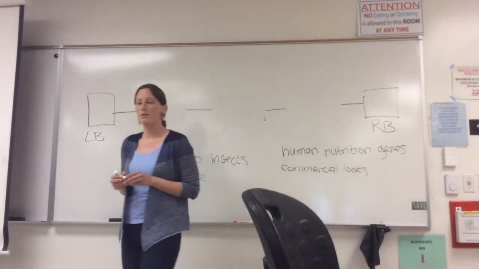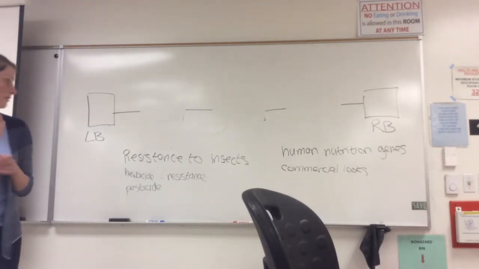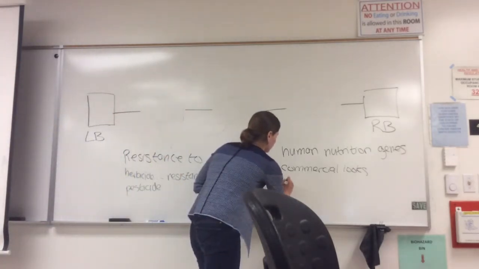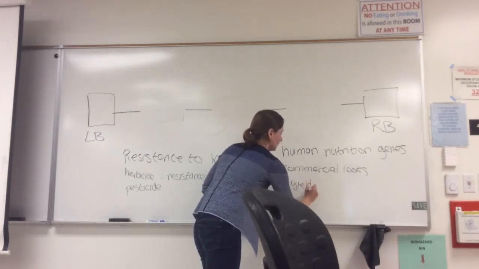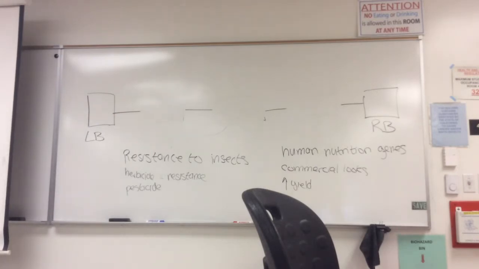Sure, commercial looks, or less browning. That one's been in the news lately. So things that make it look good. Yeah. Higher yield. So there's a lot of different things you could do when making these transgenic plants. You can help them be resistant to pests. You can help them be resistant to an herbicide that you want to spray on your field to kill weeds. You can have them make their own pesticides. You can think about human nutrition, commercial looks or traits, increased yield.